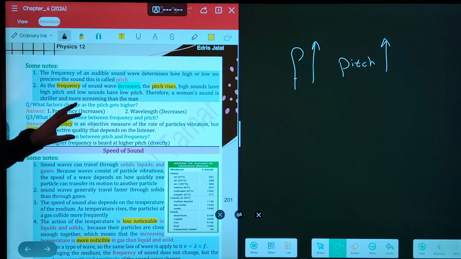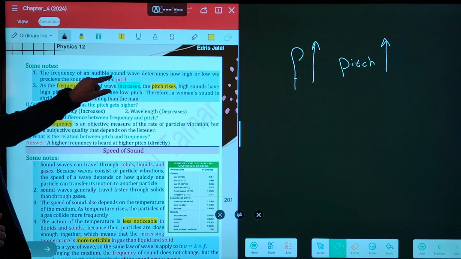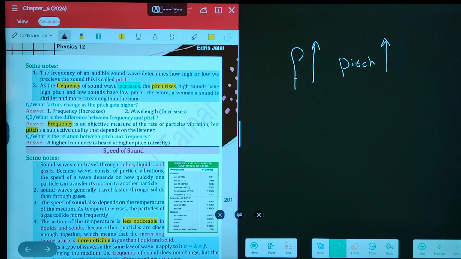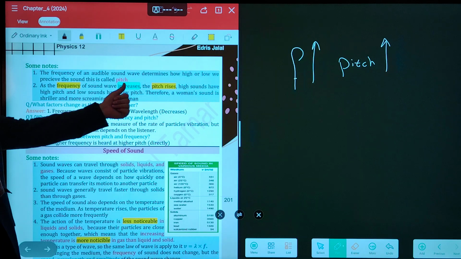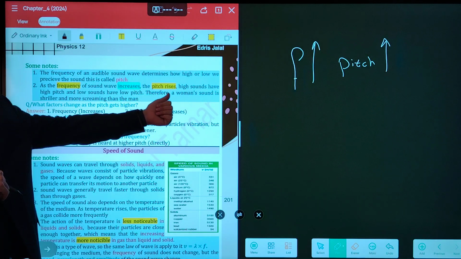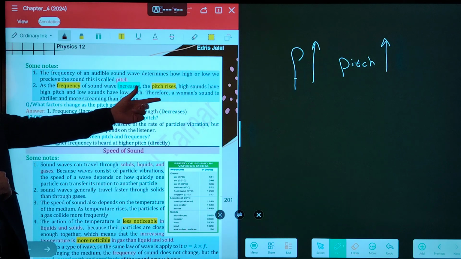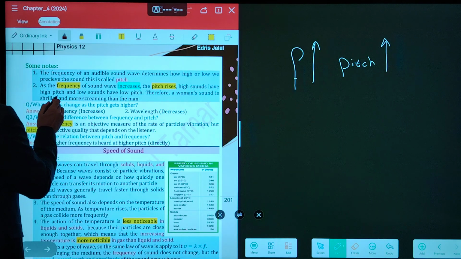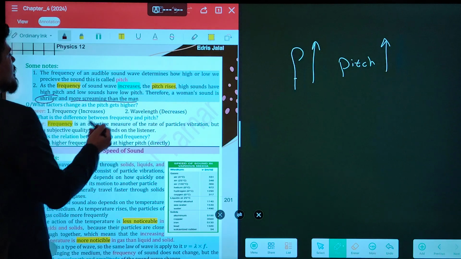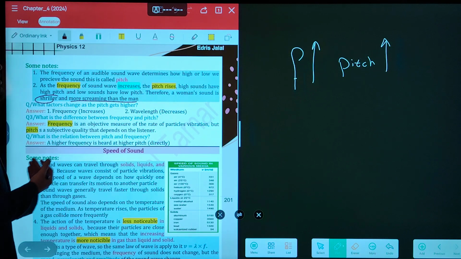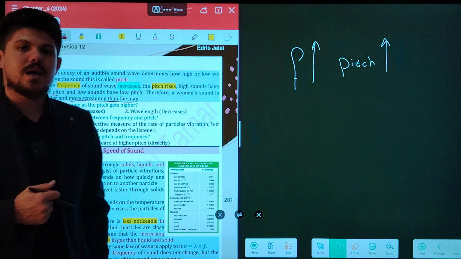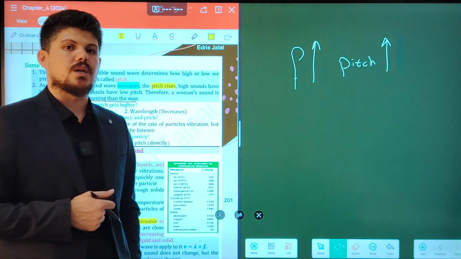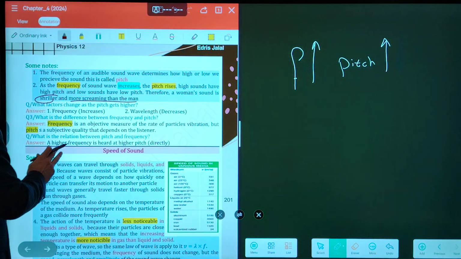We have some notes about frequency. As you know, the frequency of an audible sound wave determines how high or low we perceive the sound. This is called pitch. As the frequency of the sound increases, the pitch rises because they are directly proportional. High sounds have high pitch and low sounds have low pitch. Therefore, a woman's voice is shriller than a man's. Which one has more pitch, a woman or a man? A woman absolutely has more pitch, because she has more frequency.